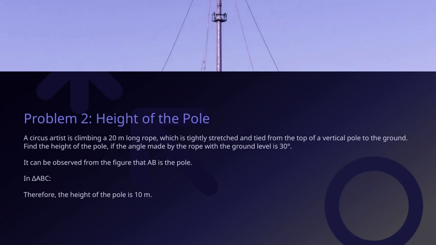So, by setting up the equation, we find that the height of the pole is 10 meters. This example highlights how understanding the relationships within right triangles and applying basic trigonometry can help us solve real-world problems, especially in contexts like construction or engineering, where knowing precise measurements is essential.